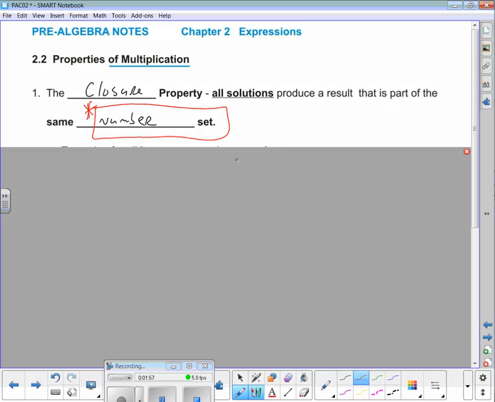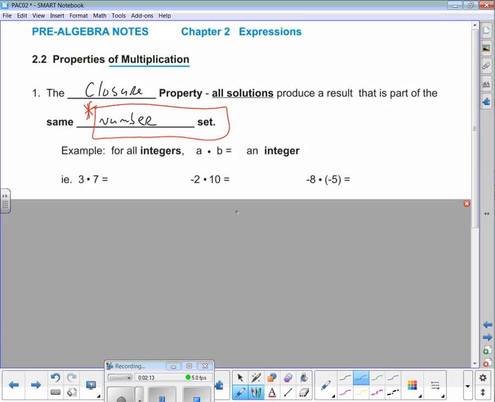Now, we could multiply natural numbers. Is the answer always a natural number? We could multiply whole numbers. Is the answer always a whole number? We could multiply integers. Is the answer always an integer? It depends on what number set we want to deal with. So I got a couple examples for you.